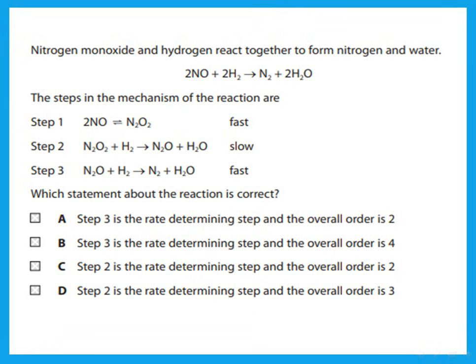Nitrogen monoxide and hydrogen react to form nitrogen and water. The steps and the mechanisms are this. So he's telling me that the first one is fast, second one is slow. Which statement about the reaction is correct? Is step 3 the rate determinant step? No. First of all, we said the rate determinant step is the slow one, so A and B are wrong. So step 2 is the rate determinant step. What is the overall order? We have NO and hydrogen. The overall order is 3 because it's going to be second order with respect to NO and first order with respect to hydrogen.